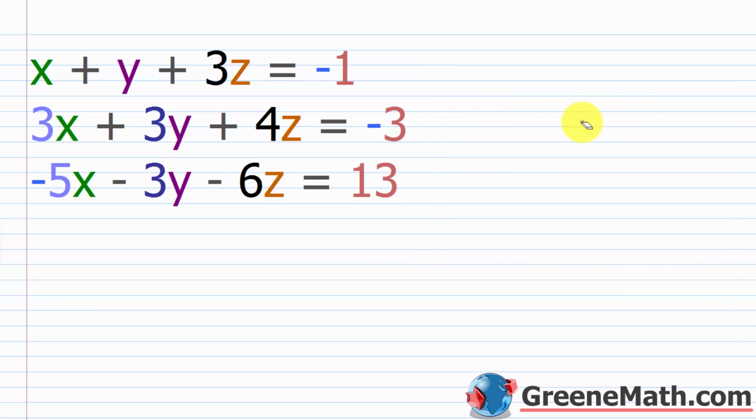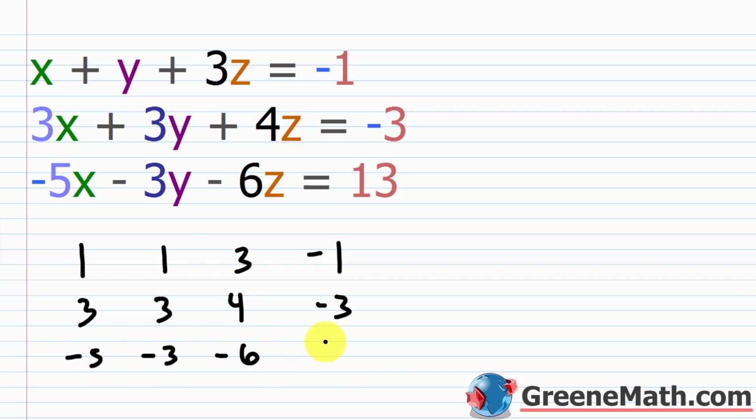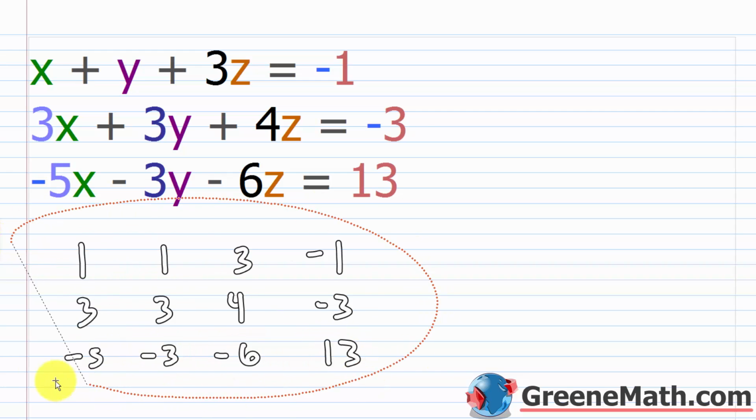Let's go ahead and set that up. I'm just taking the numerical information only. We know that x has an implied coefficient of 1, y has an implied coefficient of 1, we have a 3, and we have a -1. Then for the second equation, I have a 3, a 3, a 4, and a -3. For my third equation, I have a -5, a -3, a -6, and a 13. So let's just copy this.